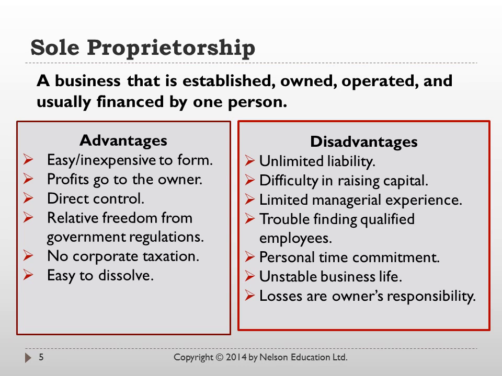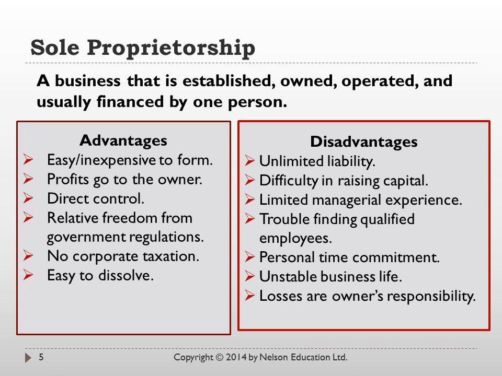It is certainly the simplest form of business ownership or organization that is set up in Canada. And really, a sole proprietorship is a business that's established, owned, operated, and usually financed by one person. So there's one owner, and that one owner decides to start a business. It's very easy. They register with the Government of Canada, perhaps register a business name and get permits and that sort of thing, and hang out the shingle, and they're in business.